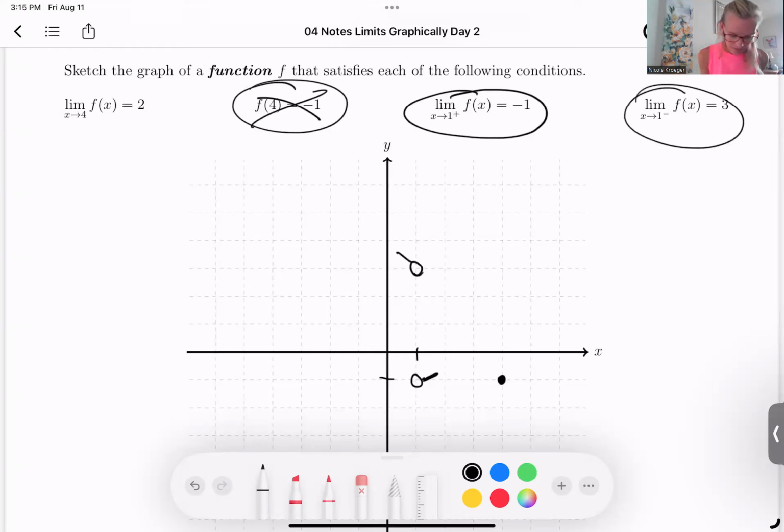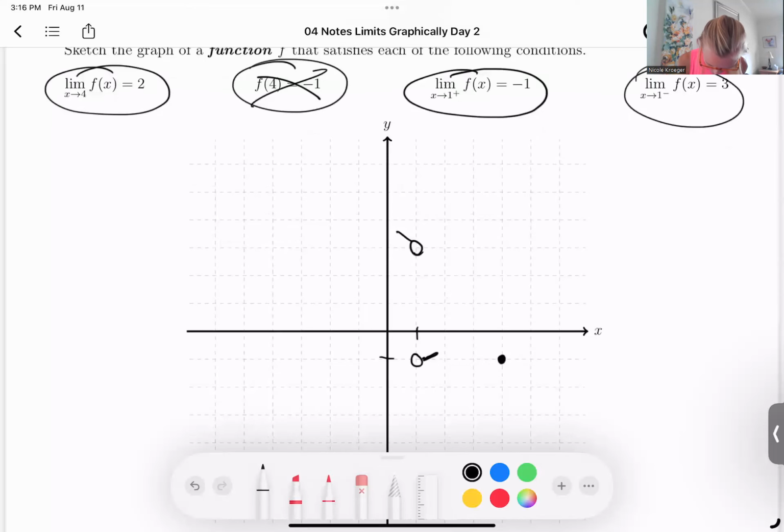Now, the limit as x approaches 4 is 2. This means that the limit exists, which means from both the left and the right, I have to be getting closer to 2. So at 4, 1, 2, I'm going to put an open circle there, and I need lines from both the left and the right, okay? Because that limit was not a left or a right-hand limit, I need it coming from both sides. So now I have to figure out how to connect all these dots, and that's the hard part.